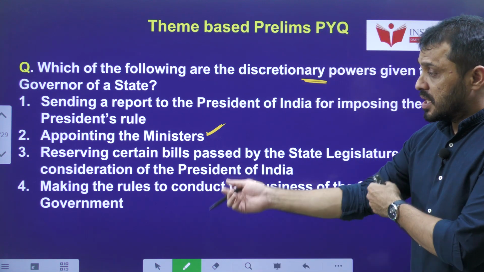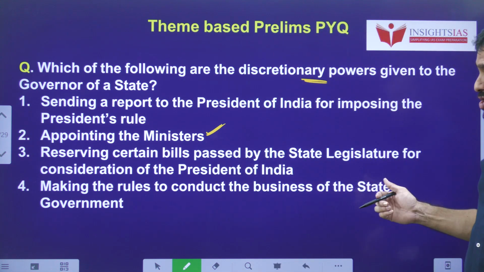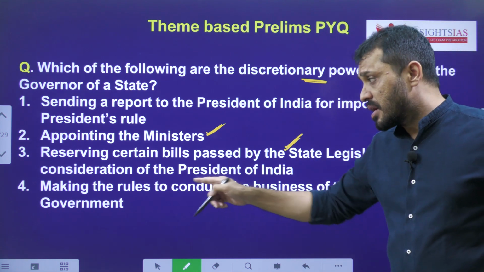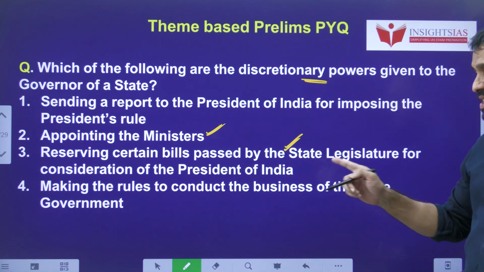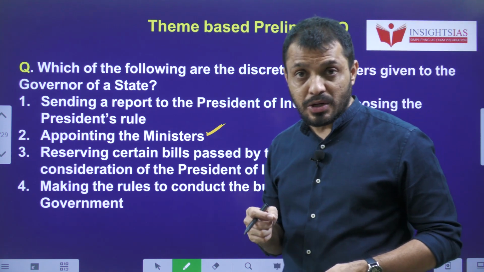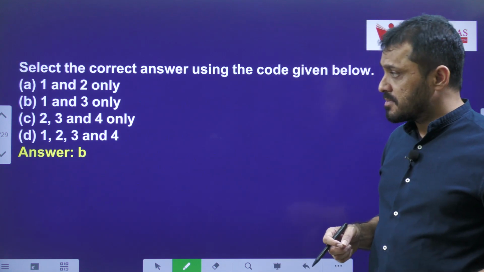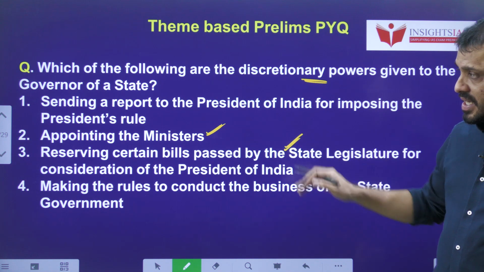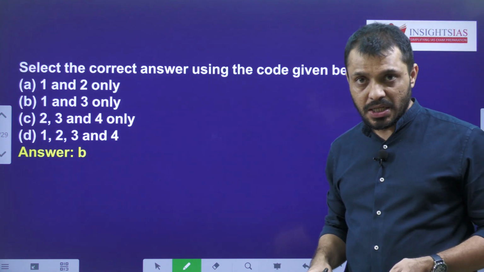Now the third option, reserving certain bills passed by the state legislature for consideration of the President of India. Of course, this is also discretion. Making the rules to conduct the business of the state government, no, that is not discretion. The governor has to follow the advice given by the Council of Ministers. So in this question, the answer must be 1 and 3. These are the discretionary powers of the governor.